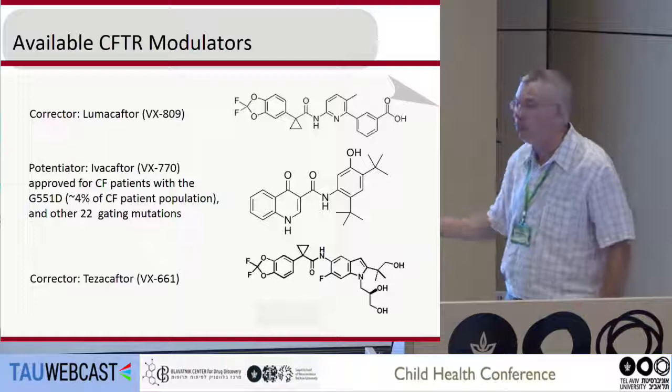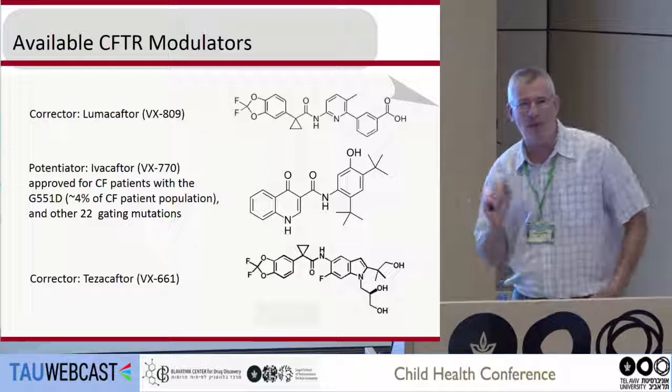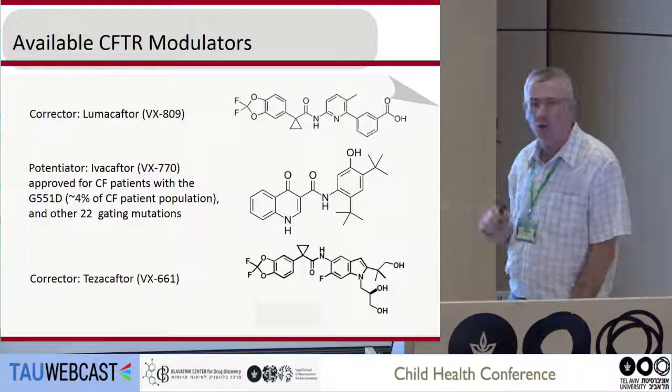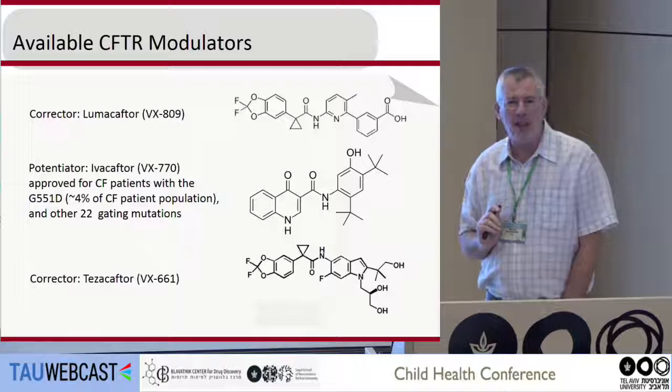So this compound over here, it's called Ivacaftor or Kalydeco or VX770. It's a compound by Vertex. And this was the first compound, the first small molecule, orally available small molecule approved by the FDA for people suffering from a specific mutation, G551D. Problem with this mutation, it affects only about 5% of the patient population. So at that point, 95% of patient population remained with no treatment, except of symptomatic treatments.